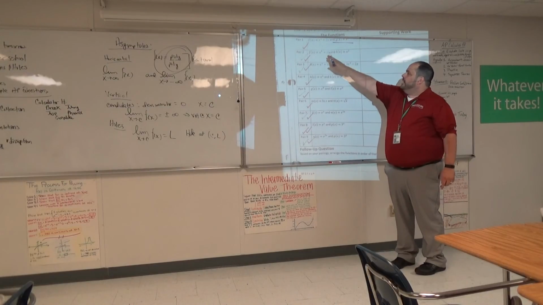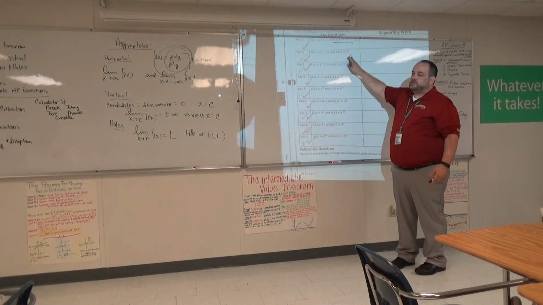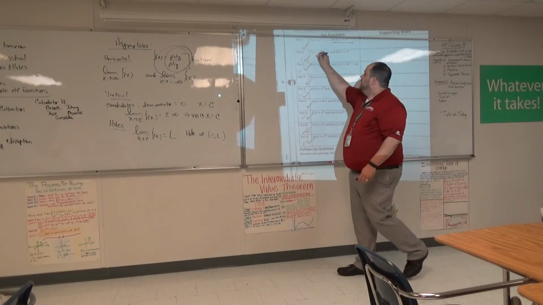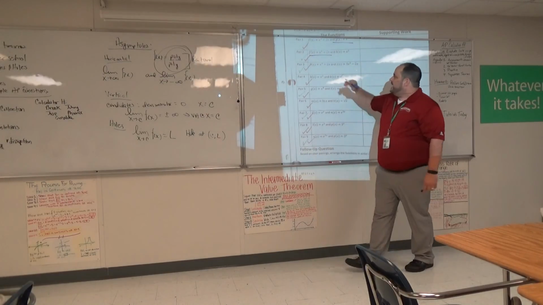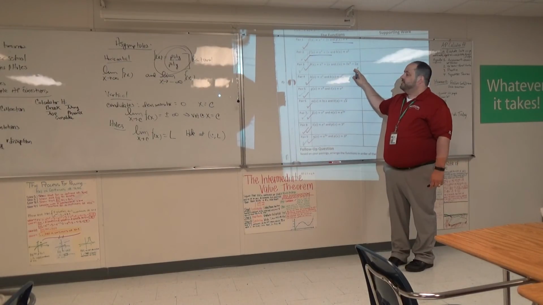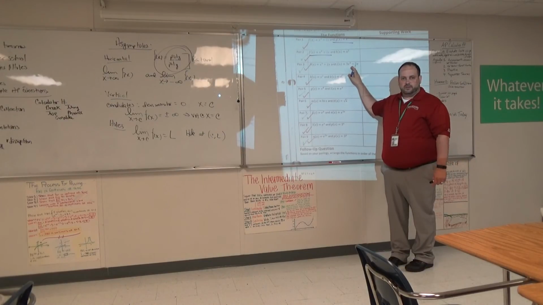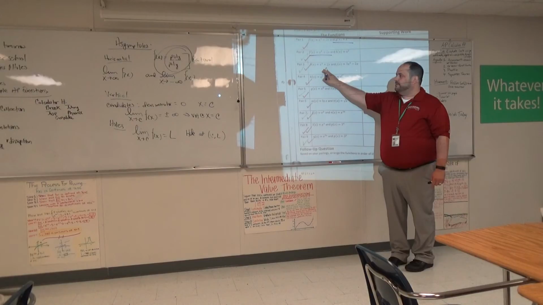Pair 2, x to the 4th plus 2x compared to x squared. Which one's growing faster? Okay. Pair 3, x to the 4th plus 2x compared to j of x. J of x. F of x. Both.